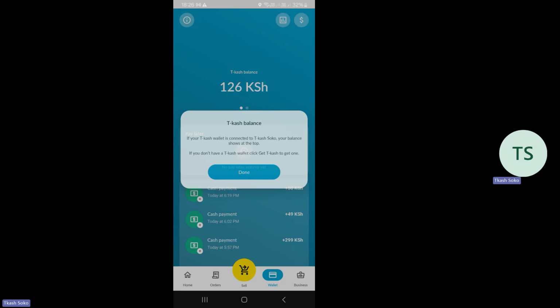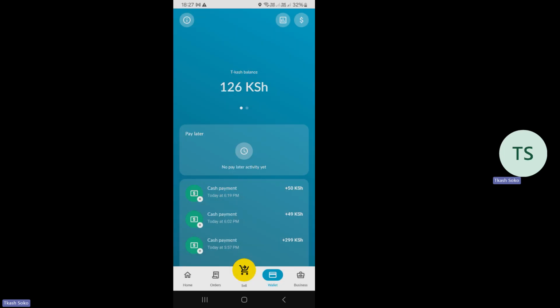Now, I don't want us to move to the right. I want us to move down. You see that I have my Tcash balance, which is 126. There is something interesting there called pay later. What is pay later? Pay later is when people pick items from your shop on credit and say that they will pay on a later date.